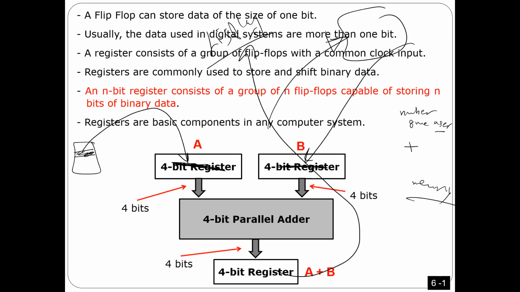So this is more like a small system. Here we have a register that is storing, for example, 4 bits. This one is going to connect to the other.